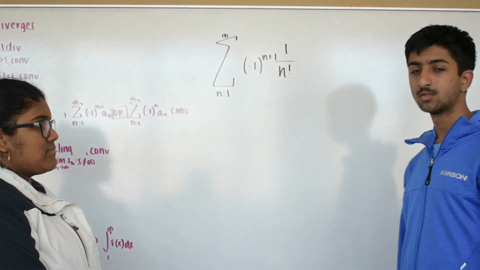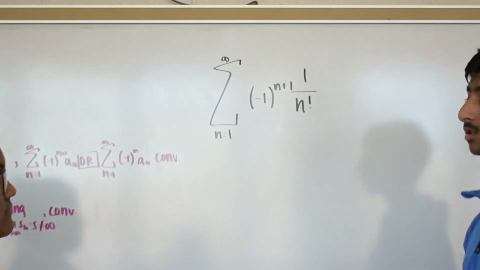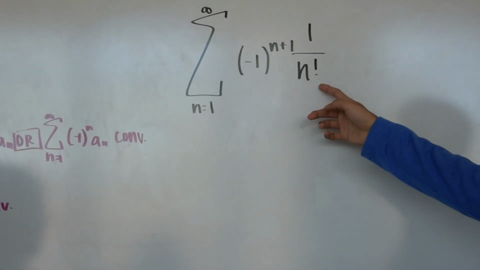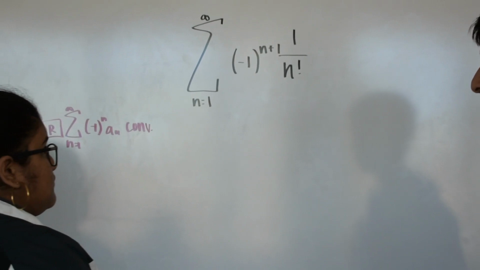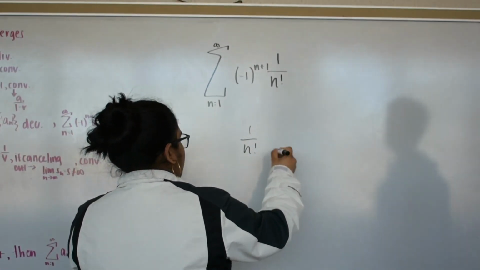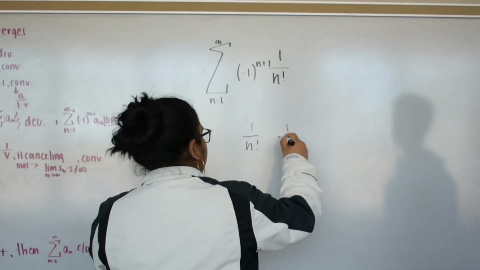Okay, I hope you paused for a moment there. The alternating part is going to be -1 to the n plus 1, because it's going to be like -1, 1, -1. So we just have to look at the rest and see if this is decreasing. So we would write 1 over n factorial, and the next term would be 1 over n plus 1 factorial, right?